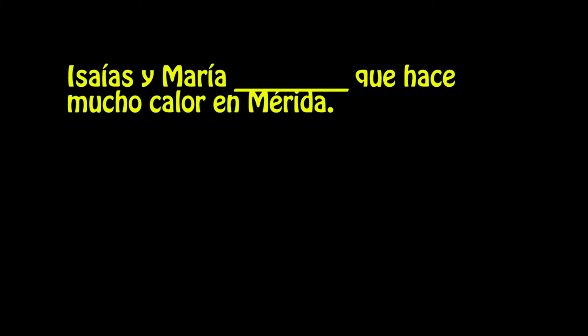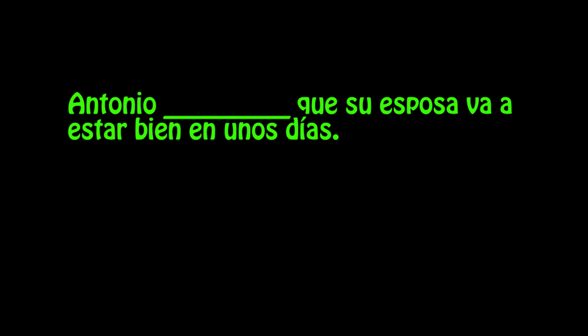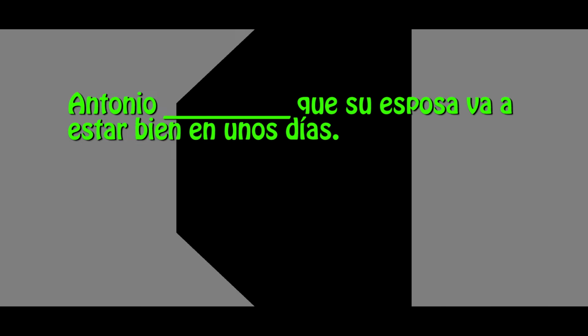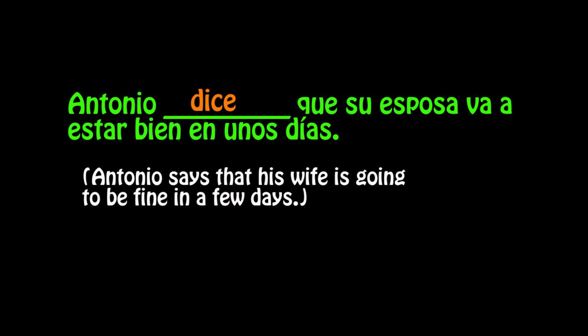Isaías y María, blank, que hace mucho calor en Mérida. Dicen. Isaías y María dicen que hace mucho calor en Mérida. Translation, Isaías and María say that it is hot in Mérida. Antonio blank, que su esposa va a estar bien en unos días. Dice. Antonio dice que su esposa va a estar bien en unos días. Translation, Antonio says that his wife is going to be fine in a few days.